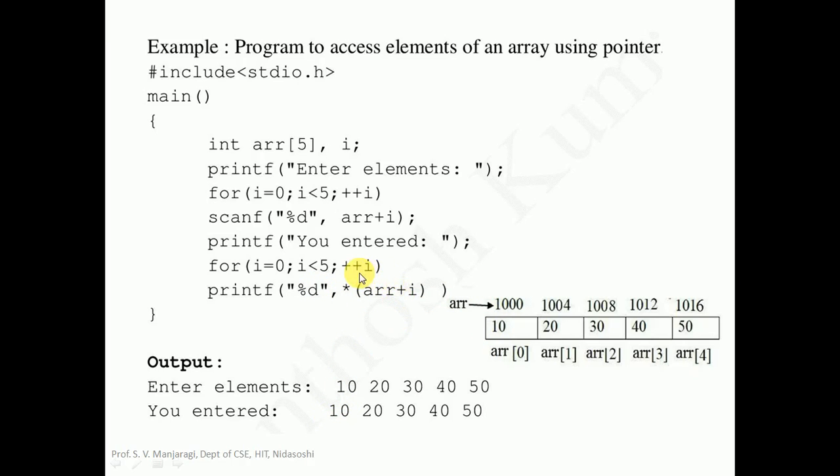After that i gets incremented by 1, and i becomes 1 here. 1 less than 5, the condition is true, and we come here and execute printf a second time. Here we take array plus i, that is array plus 1, which points to the next memory location of the array. The next memory location is this one, whose address is 1004. And star extracts the value stored at the address 1004, that is 20. So like this, the remaining elements of the array will be displayed.